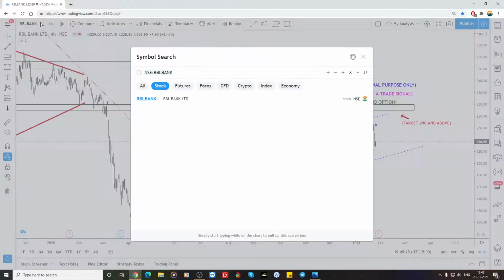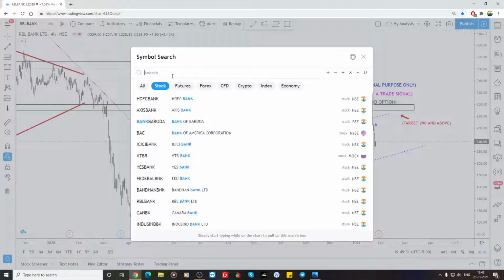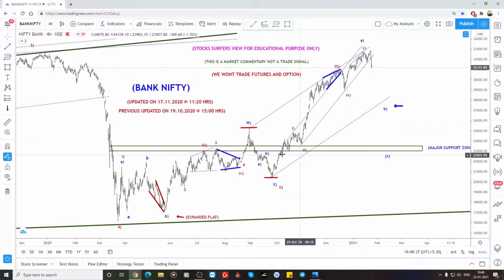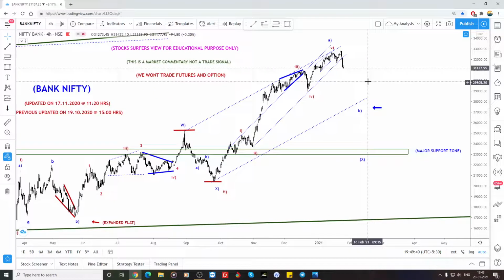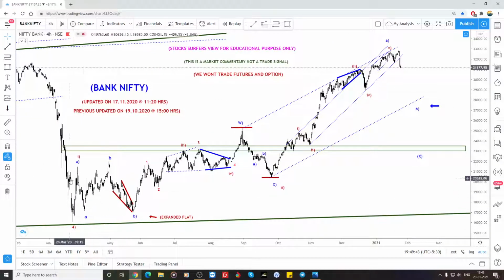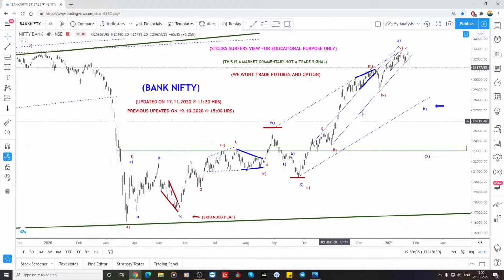So because of the Bank Nifty, whether this, the whole thing, 1, here is a 2, so here 3, 4, 5, so 1 or A, B or 2, so 1, 2, 3, 4, 5, so 3 or C is completed. That is the question mark here. So a lot of wave counts can happen, so it's very, very difficult to assume that.